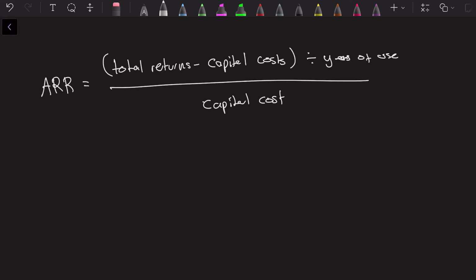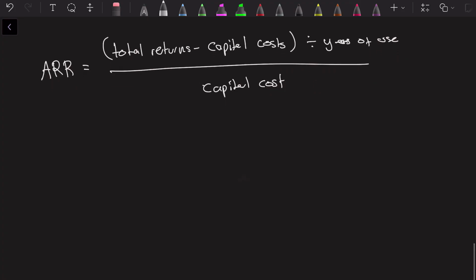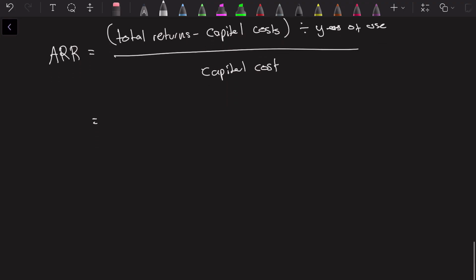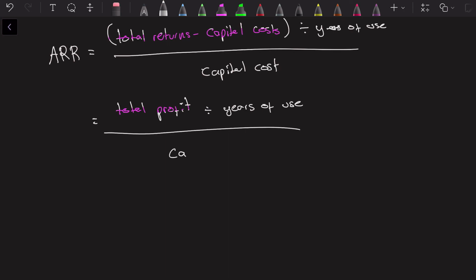So it's really just in the name, what is the average, how much money does this project give back per year? Okay, just to simplify this formula a bit, because they use a lot of words, basically what it's saying is total profit. All this here just equals total profit of the project, divided by years of use, and over that capital cost.